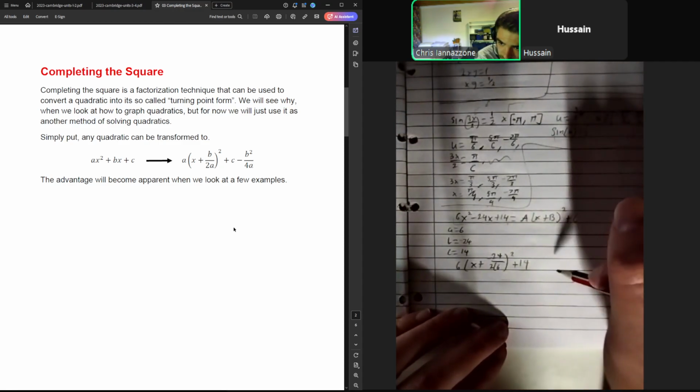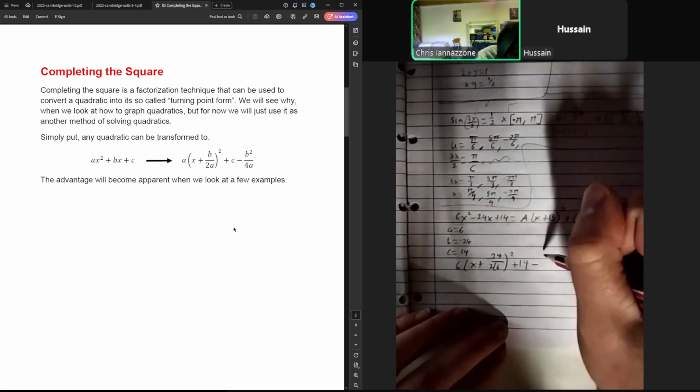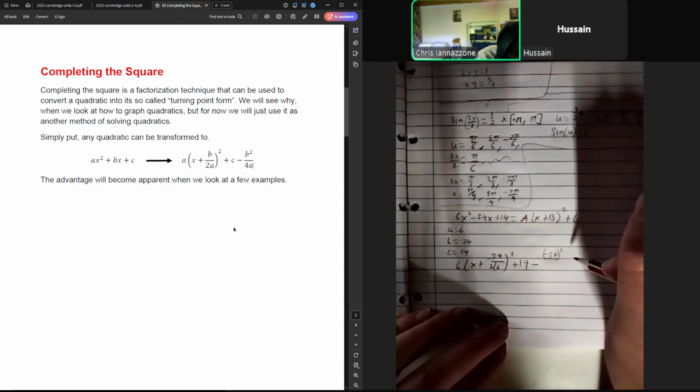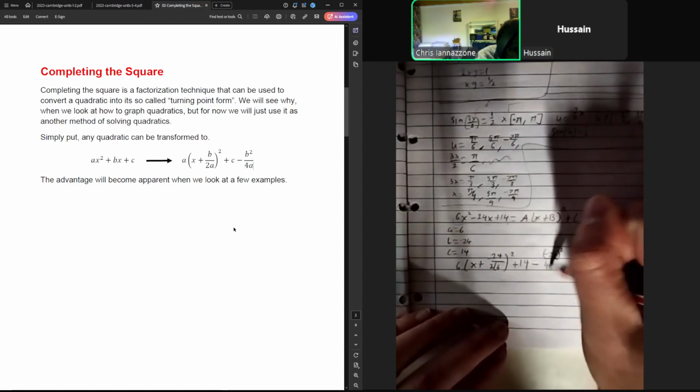And we've got our subtract b squared on 4a. So subtracting negative 24 squared, geez, that's a big one, negative 24 squared on 4 times 6.